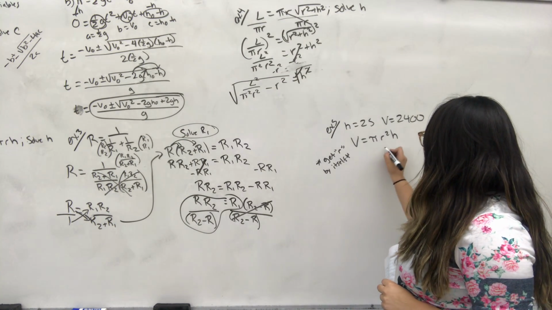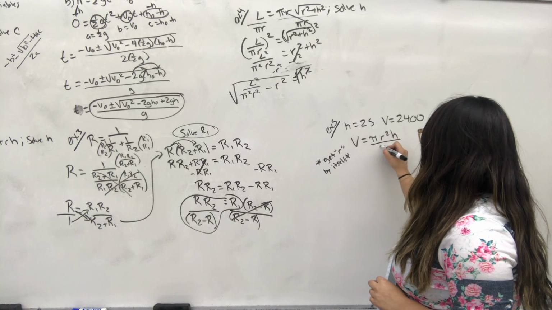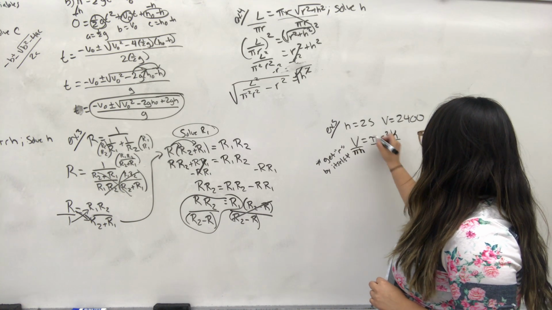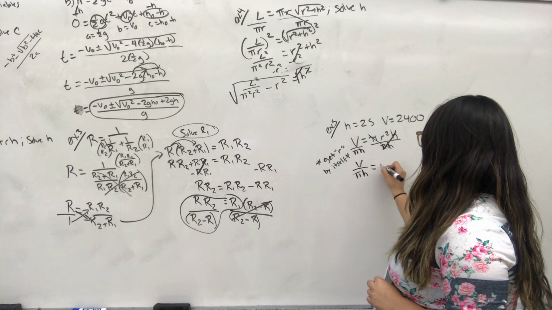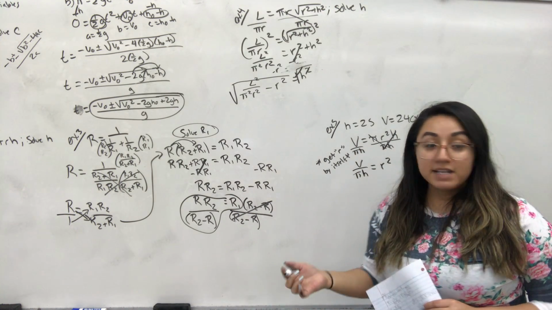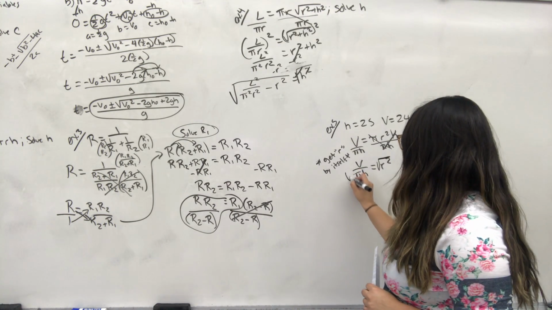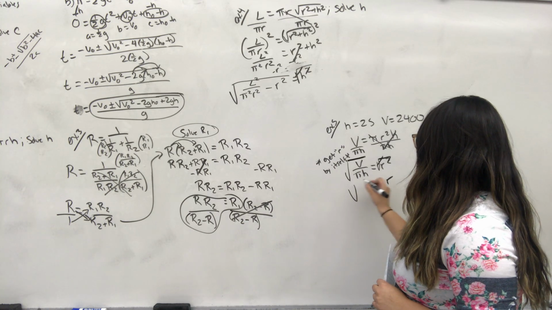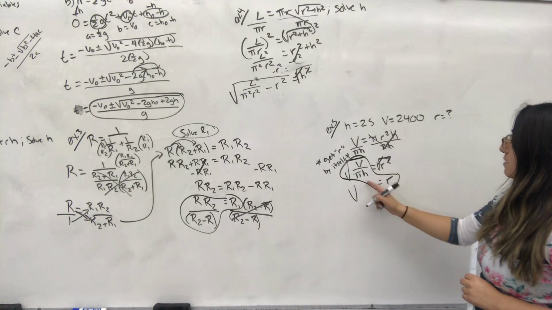To get the r by itself, I go ahead and divide anything that's multiplying into it. In this case, it's pi and the height. So when I do that, I get v over pi h equals r squared. The r isn't by itself. You have to square root it to get the r completely by itself. So you square root both sides. You have r is equal to that whole thing right there. The square root of v over pi h.